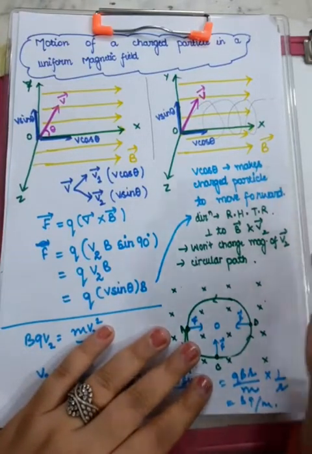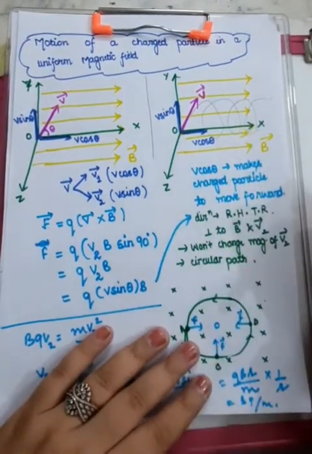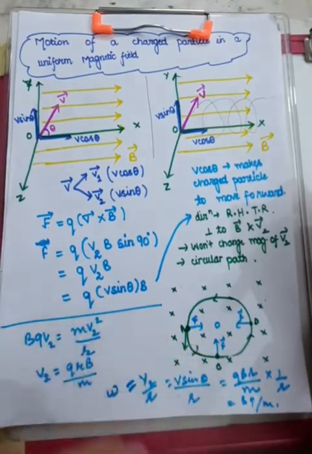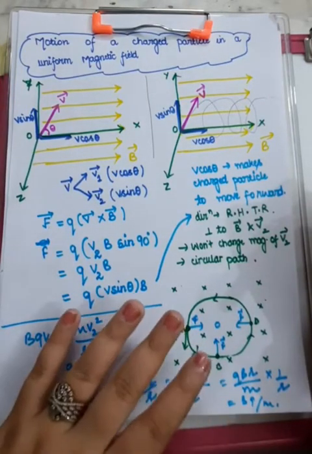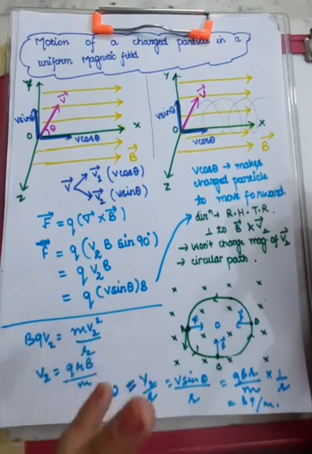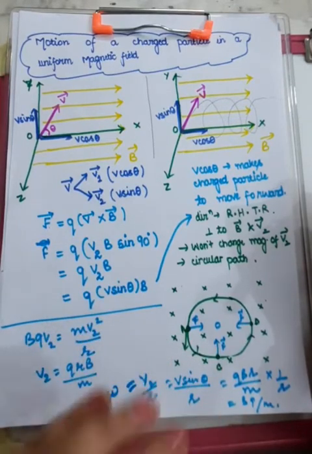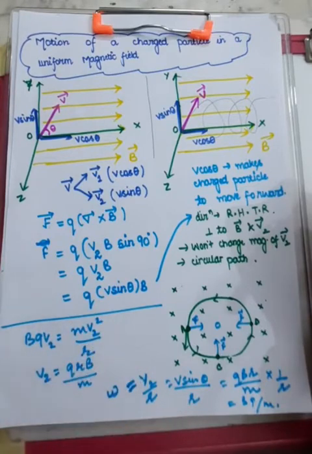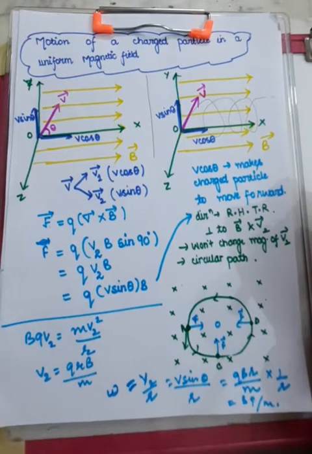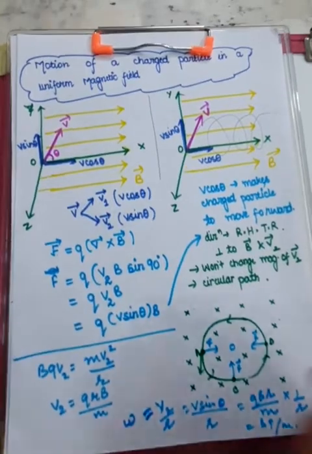Dear students, in this video we are going to discuss the motion of a charged particle in a uniform magnetic field. Suppose you have a region of magnetic field somewhere and all of a sudden a charged particle happens to enter that region. So what will happen to that charged particle? How will its trajectory be changed? That's what we are going to analyze now.